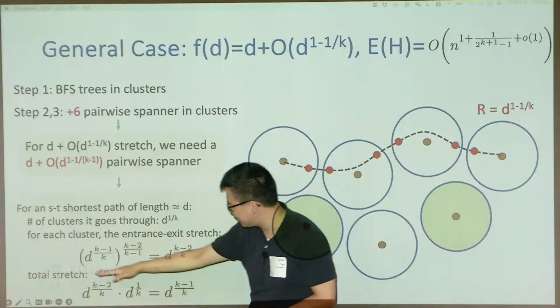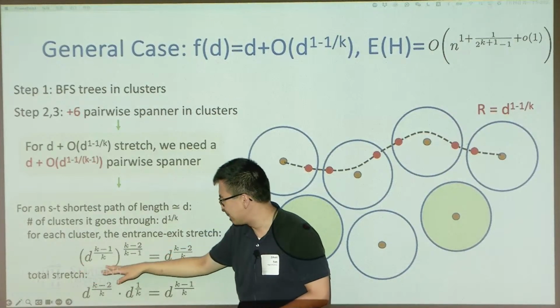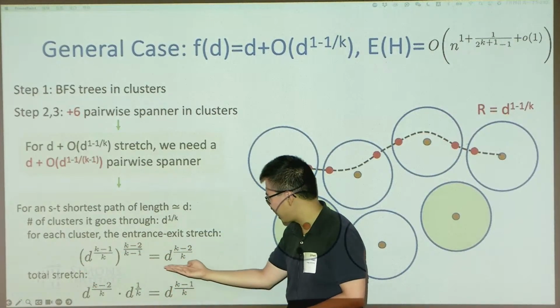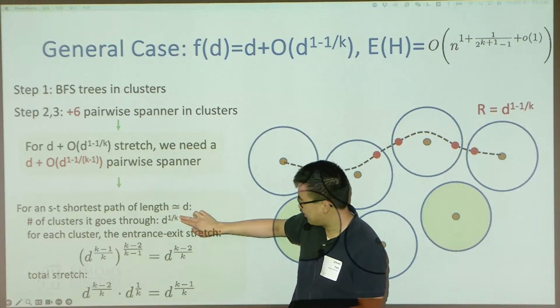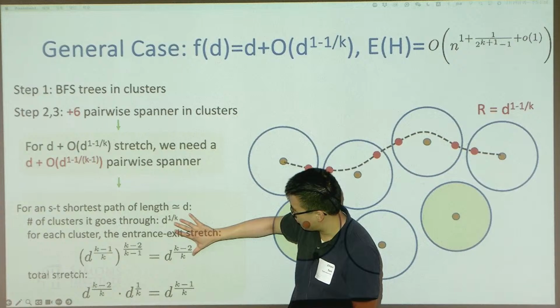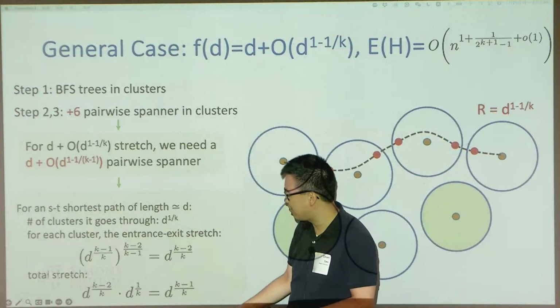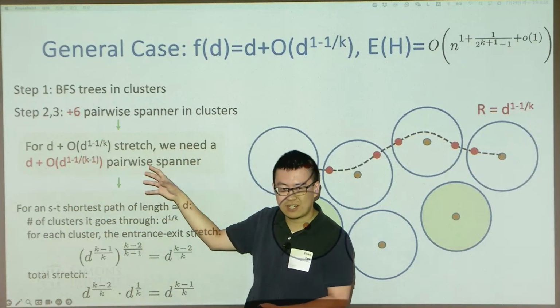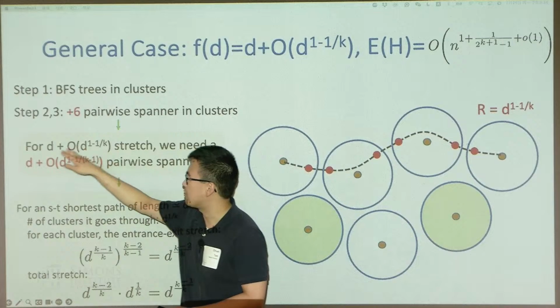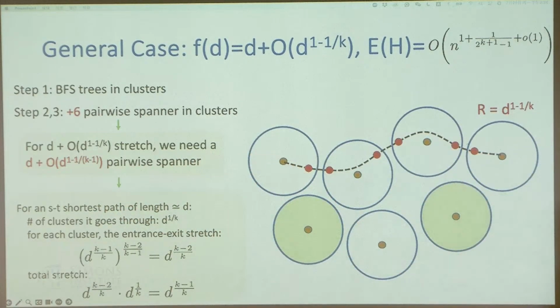This is because we just look at this term. This is the radius, the max distance, and to this third exponent, we will get d to the k minus 2 over 2. And this is the number of clusters that it goes through. So the cumulative stretch is the product of these two. It's d to the k minus 1 over k. Okay, this is just calculation, but the only point is that we don't need plus 6 pairwise spanners in each cluster, but we can tolerate an even larger pairwise spanner inside each, and therefore we get a smaller overhead. This is basically what happens in the general case.